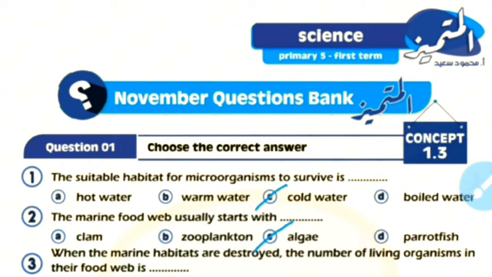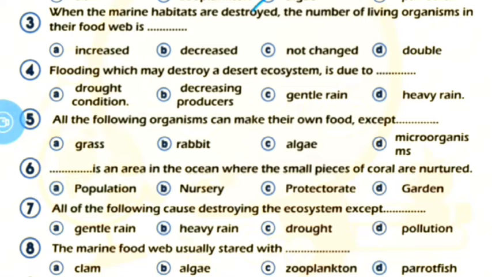Number 3: when the marine habitats are destroyed, the number of living organisms in their food web is. What will happen to it when the marine habitats are destroyed? Decrease, it will decrease. Number 4: flooding which may destroy a desert ecosystem is due to. What will cause it? Heavy rain. Number 5: all the following organisms can make their own food, except. All of these know how to make their own food by themselves, except who? The rabbit, of course it will not make its own food by itself.